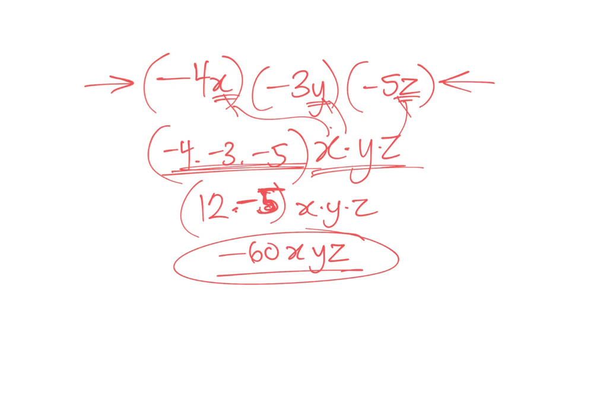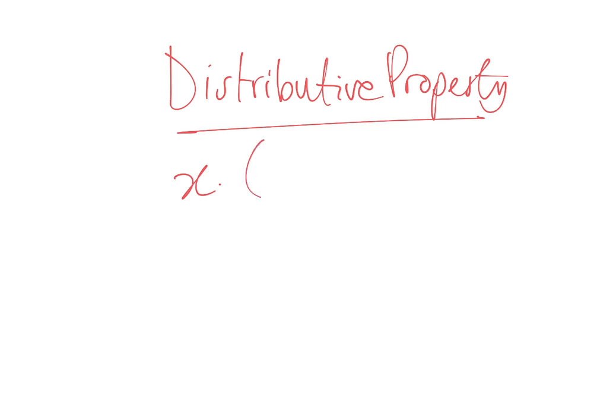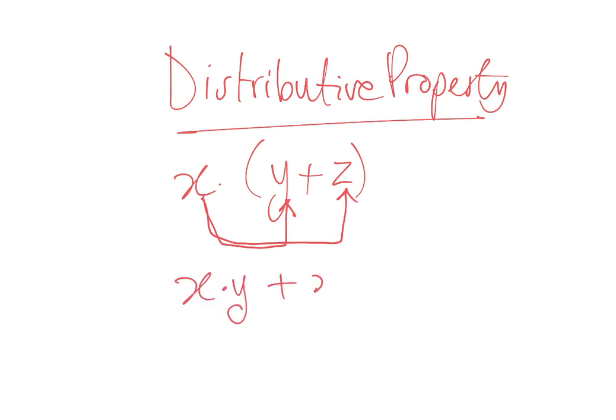We're going to introduce another concept. This concept is called the distributive property. The idea of the distributive property is that if you have a letter or a number or anything outside of parentheses, and then you have certain interactions within the parentheses, like a plus or a minus, so y plus z in this case, you can distribute that thing on the outside so that it multiplies with everything on the inside. So you have x times y plus x times z.